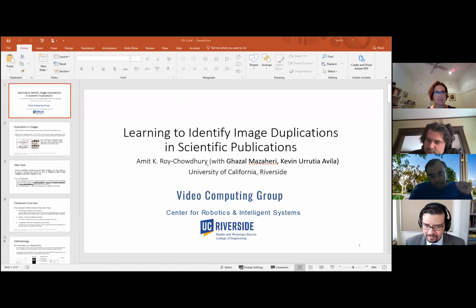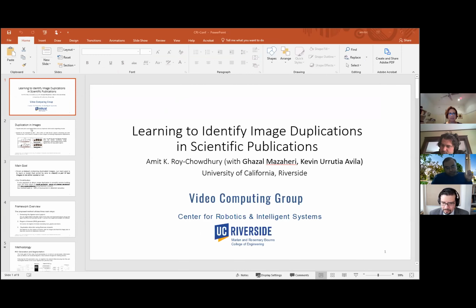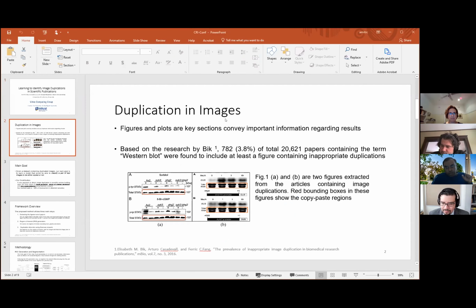I'm Amit Roy-Chowdhury. I'm a professor in electrical and computer engineering at the University of California in Riverside. I also hold a cooperating appointment in computer science, and I work in computer vision and more broadly in machine learning problems. The particular project that I'll be talking about is on identifying duplications in images in scientific publications. And as I'll mention later on, one of the biggest challenges in this domain is how do you get data sets to work on? So we collaborated with Elizabeth Bik.